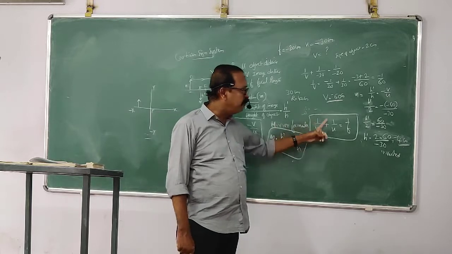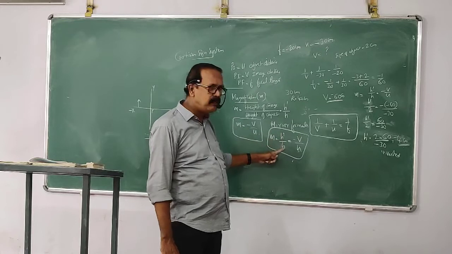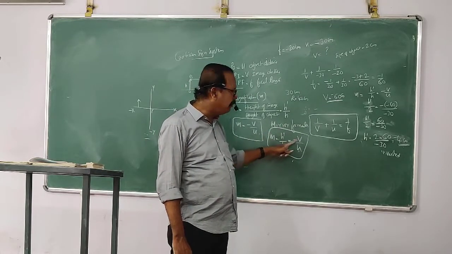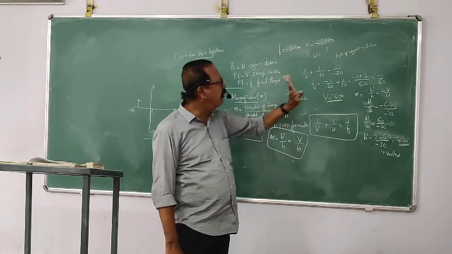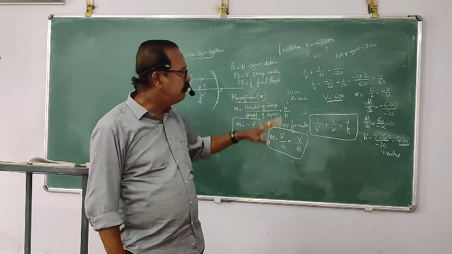1 by V plus 1 by U equals 1 by R. Magnification is height of image by height of object. Height of image is taken as H dash. H dash by H is minus V by U. In this formula you have to apply the values and solve accordingly.